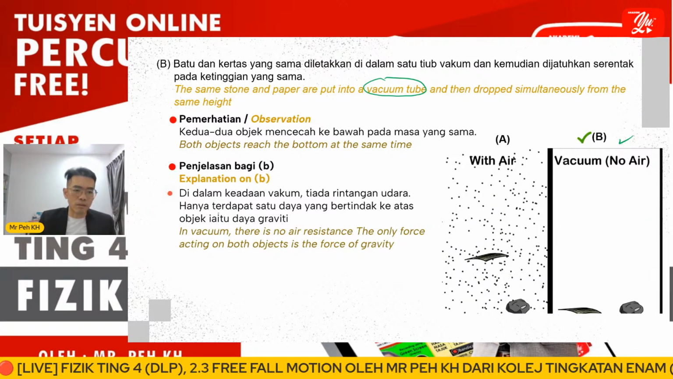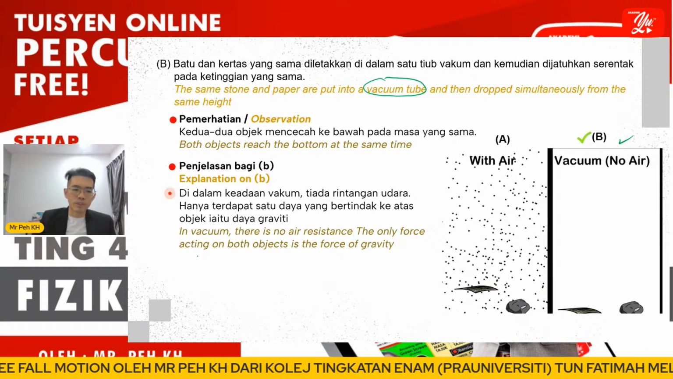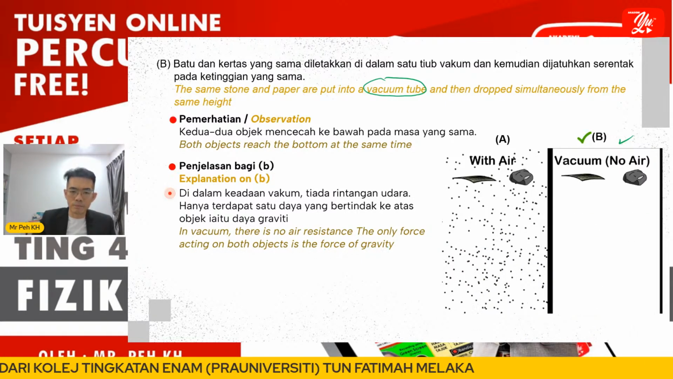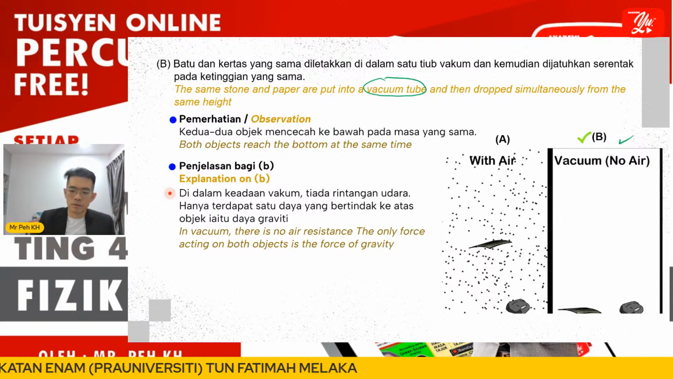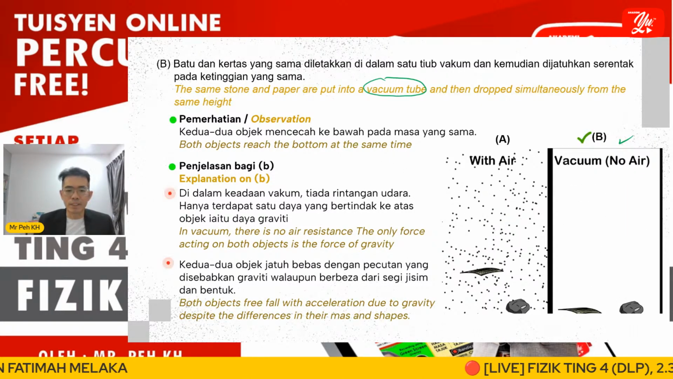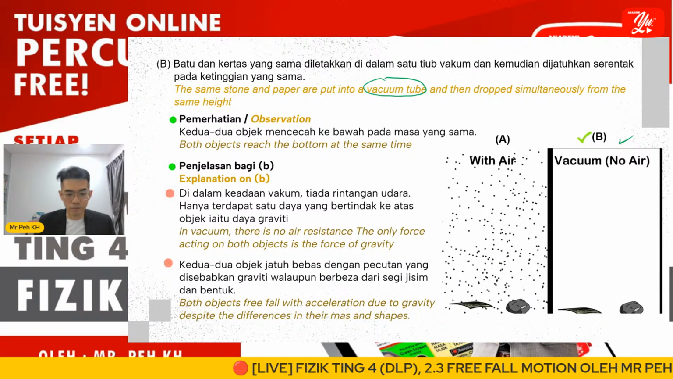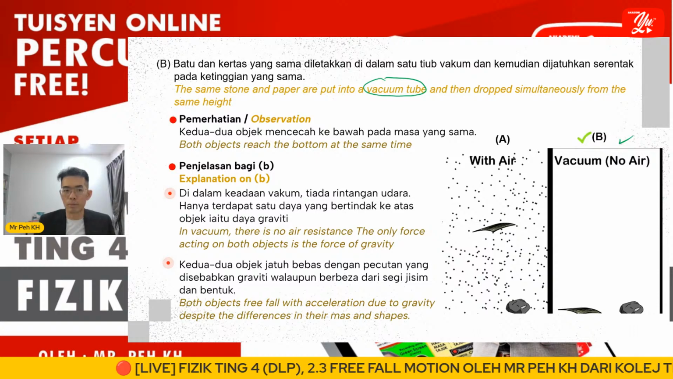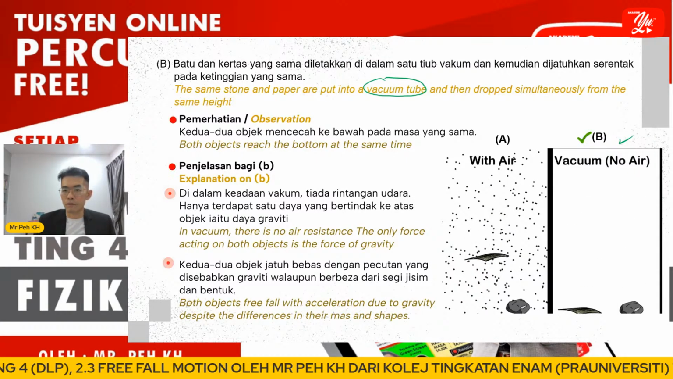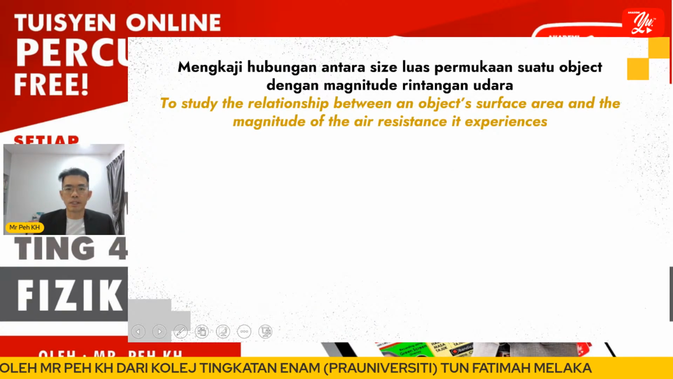So the explanation: in vacuum, there is no air resistance. The only force acting on both objects is the force of gravity. So both objects fall freely with acceleration due to gravity, despite the differences in their mass and shape. Okay, so this was the first activity. Now we go for the second activity.